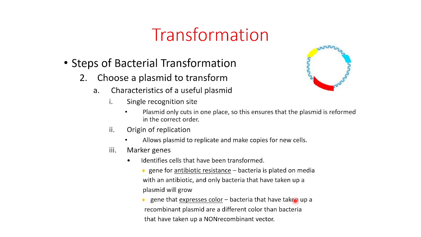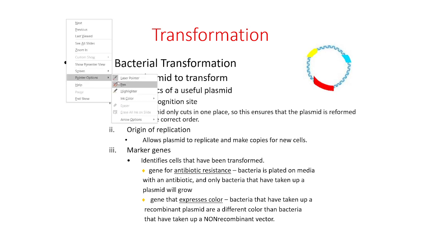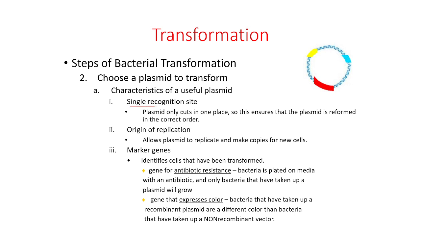First being your single recognition site. Why do you require this? Because it only cuts in one place. The second being your origin of replication, that allows your plasmids to replicate and make copies for the new cells. The third one being your marker genes, that identify the cells that have been transformed. So one point being via your antibiotic resistance, the other being that your gene expresses color.